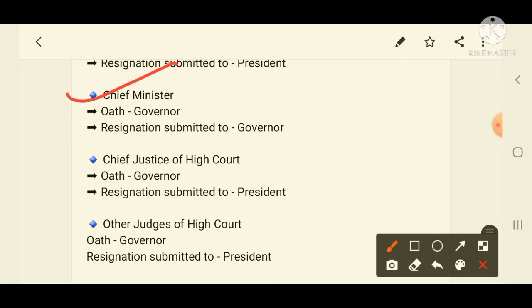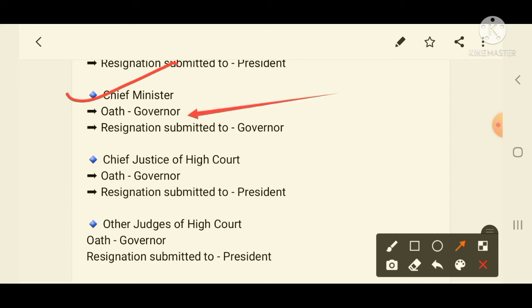For example, recently the Bihar Legislative Assembly election was held. In that, Nitish Kumar won the election and he was elected as the Chief Minister of Bihar. Then he was given oath by the Governor of Bihar only.